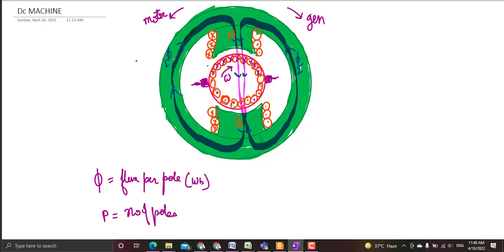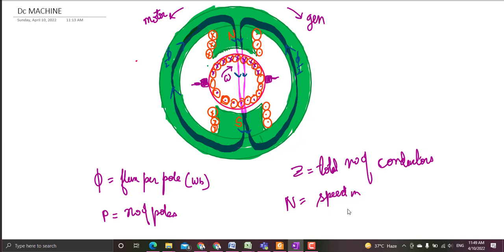Here in this machine, the number of poles is 2. Z is the total number of conductors. And N is the speed. Let N be the speed in RPM, that is, revolutions per minute.